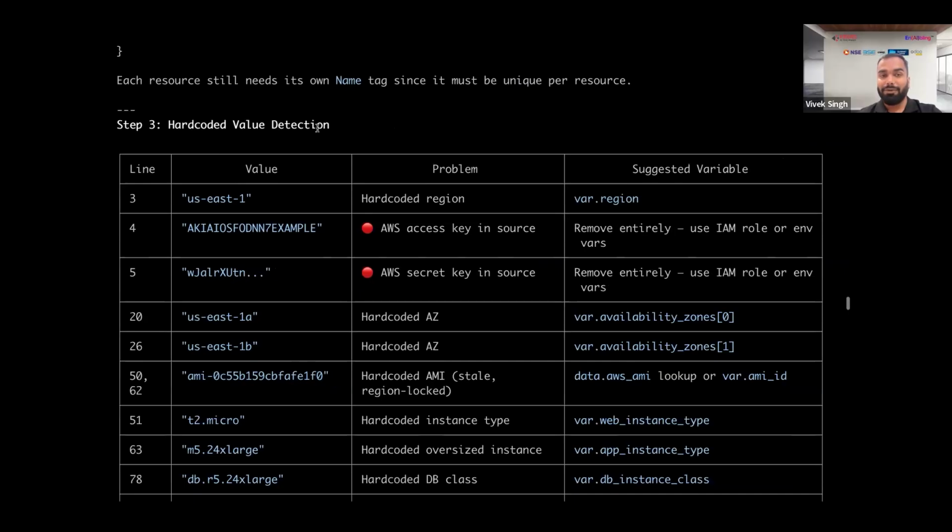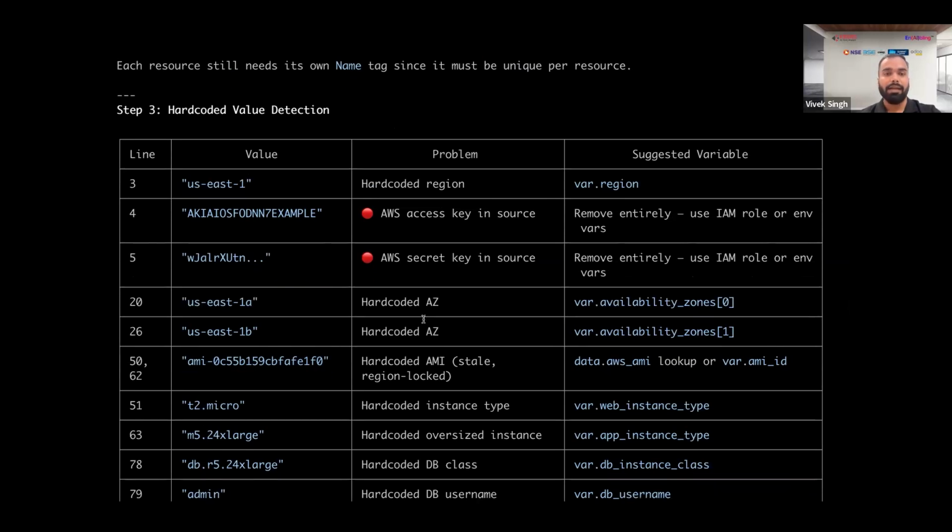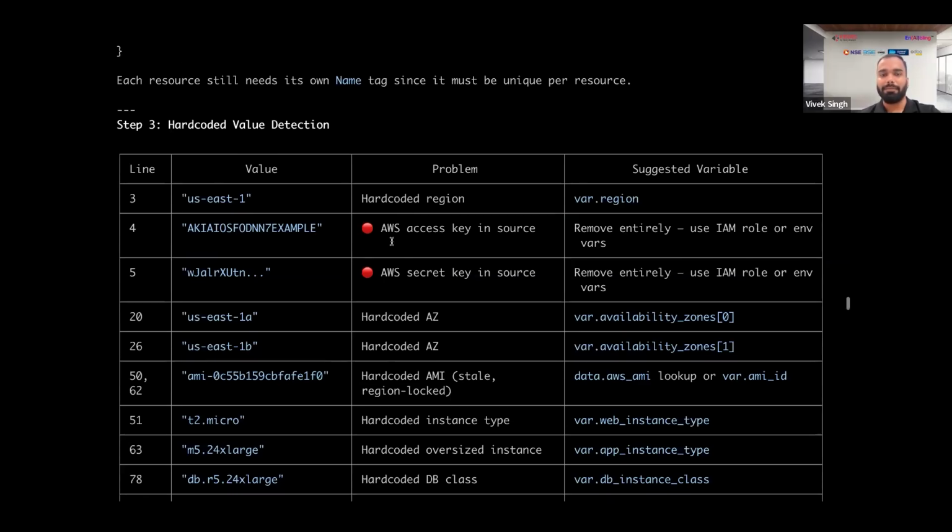It also detects hard-coded values. We don't ideally want to use hard-coded values in our infrastructure as code, basically an anti-pattern and sometimes a security risk as well, right? It detected that we had AWS keys. These are dummy AWS keys, but for this demonstration, it also detected them, right? It marked it in red also. You are trying to check in secrets in the code itself. That is not okay, remove it entirely. Use IAM roles or environment variables.